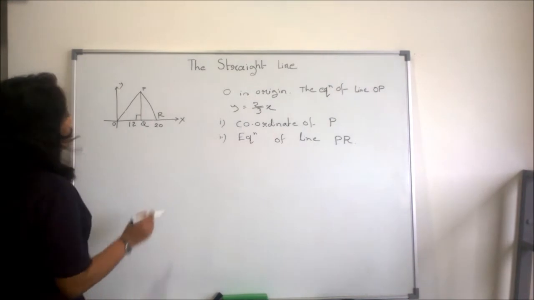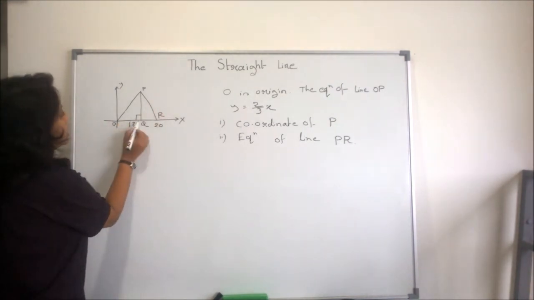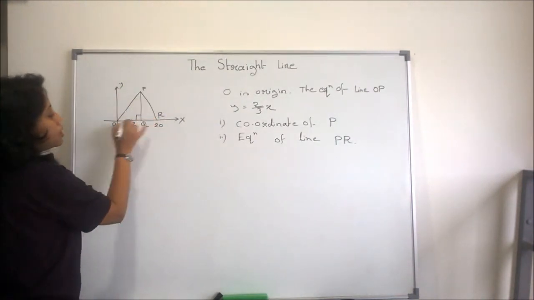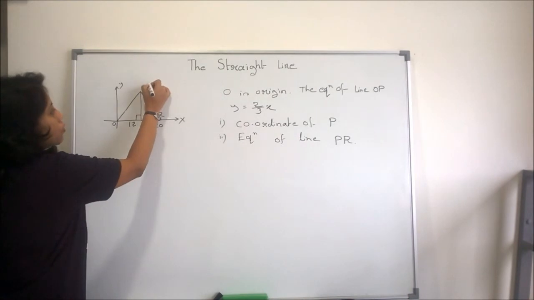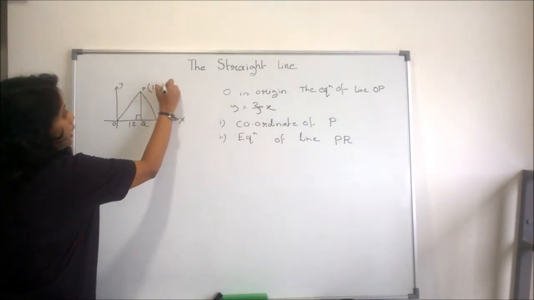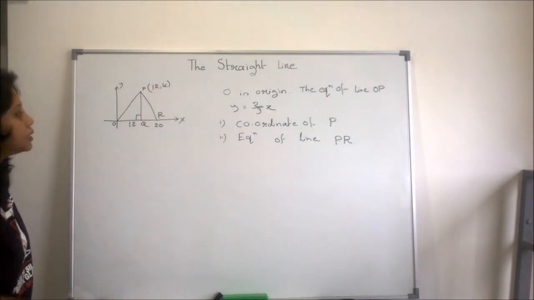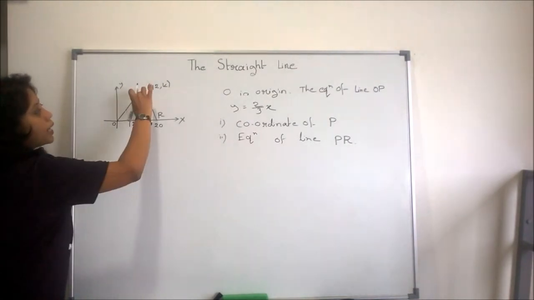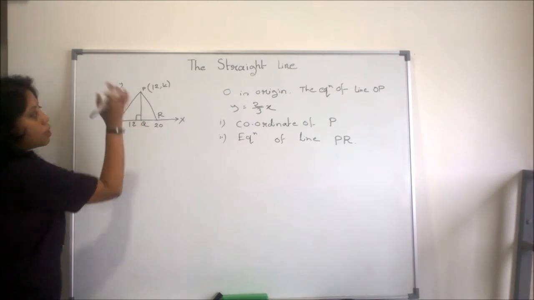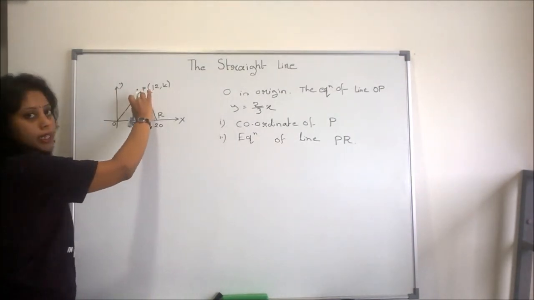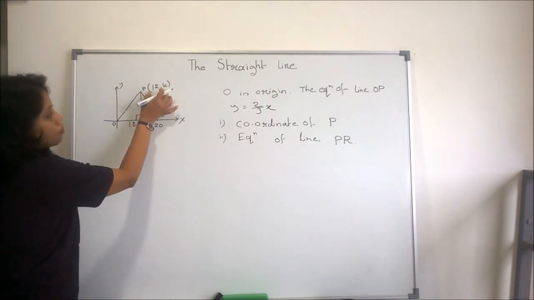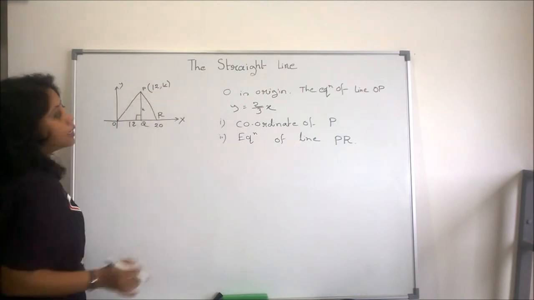Now let us see that this distance is 12. So as PQ is perpendicular to the x-axis, the coordinate of P must be of the form (12, k). You understand this? Because this is 12, we have to find out just the vertical distance. We know the horizontal distance is 12. We have to find out just the vertical distance k. So the coordinate of P will be (12, k), like that.